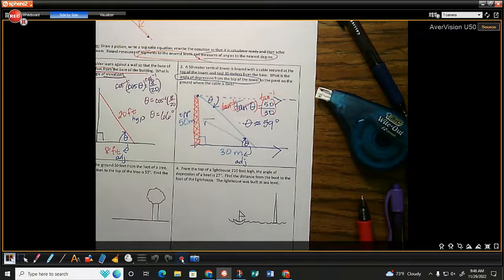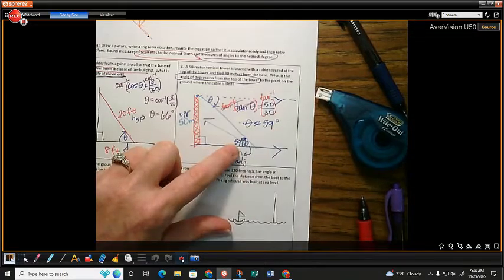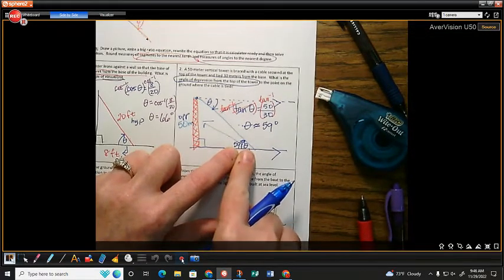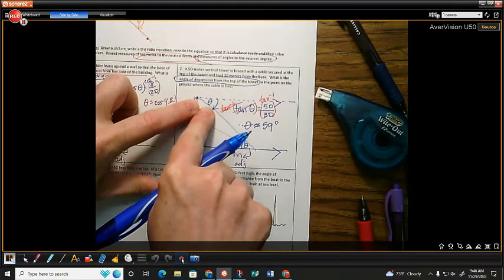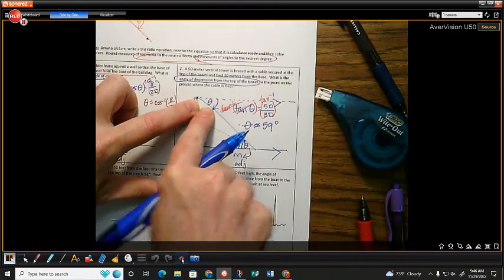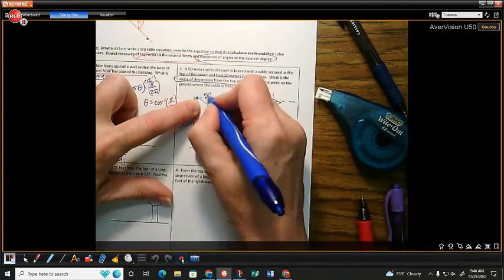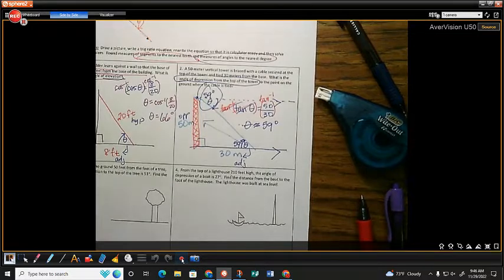Wait, hold on. Now, if this angle is 59 degrees that we just found, that's this angle of elevation. But I want the angle of depression from the top of the tower, so how big is it? 59 degrees. Well, remember, alternate interior angles are the same. So that one's also 59 degrees, and that's the one I want.